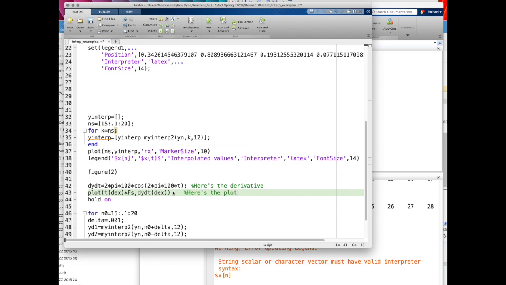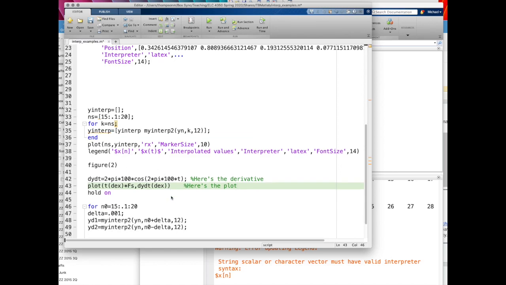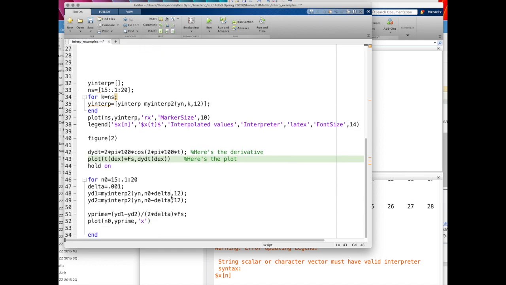It's going to plot it in a separate figure. So we're separating out the original signal and the estimate of the derivative. What I'm going to do is go in steps of 0.1 from 15 out to 20. I'm doing the code slightly differently, but you get the idea.